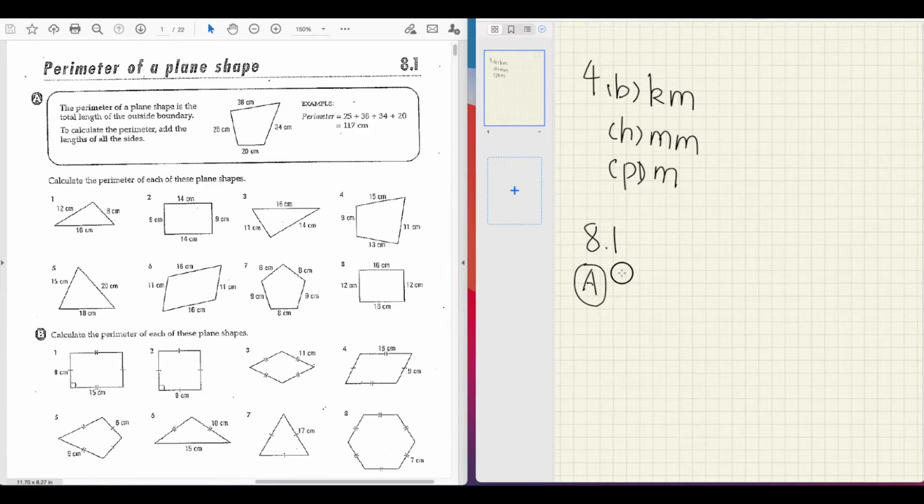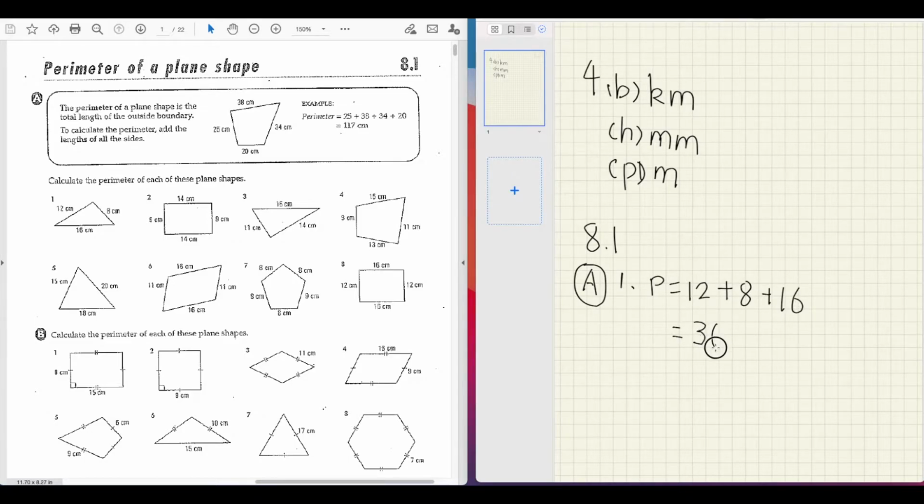Question 1. To find the perimeter of the triangle, we have to add up the length of all the sides. So what do we have? 12, 8, and 16. So then we can say perimeter, P for perimeter, is equal to 12 plus 8 plus 16. Try to do this in your head without a calculator. So 12 plus 8 is what? 20 plus 16 is 36.